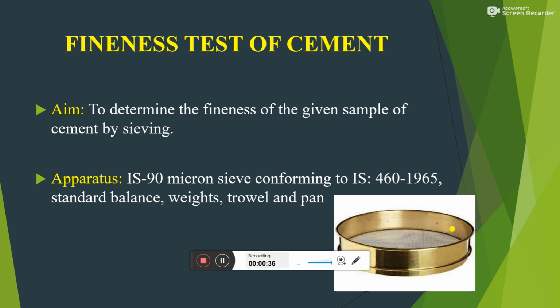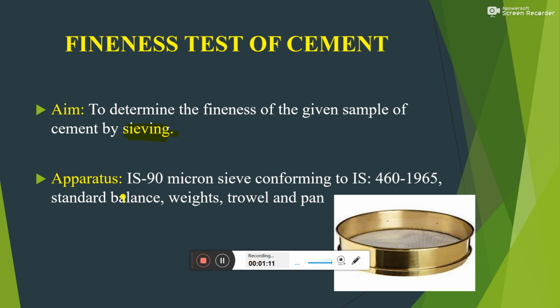Before going into the procedure, we need to know what is meant by fineness, why this fineness is important, and why we need to determine this fineness testing of cement. So the aim is to determine the fineness of the given sample of cement by sieving. Here we are going to use the sieve for determining the fineness of the given sample of cement.